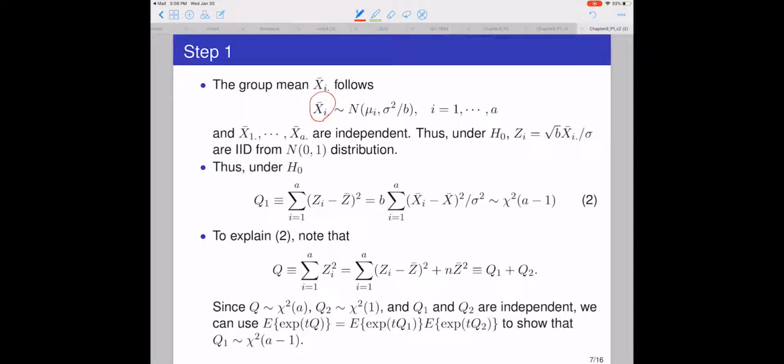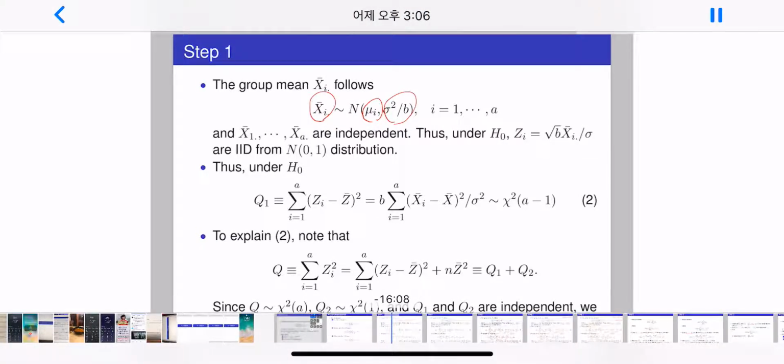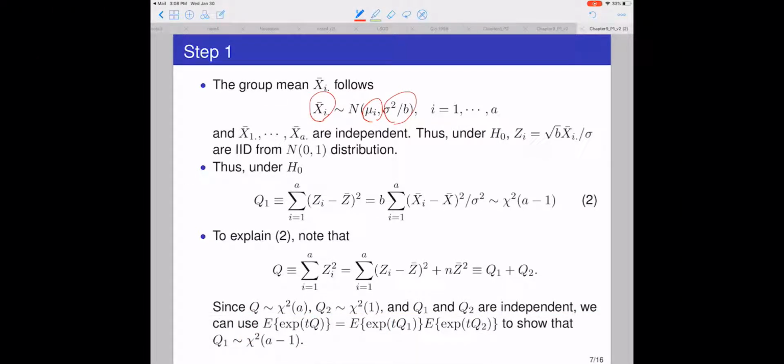the group mean follows a normal distribution with mean mu I and variance sigma square divided by B, because we have B elements in each group, and so this is a sample mean. And then these are independent. If I make this transformation, then this is basically a normal 0, 1 distribution. If I define Q1, which is the variation between groups, then with some algebra, this one turns out to be chi-square A minus 1 distribution.